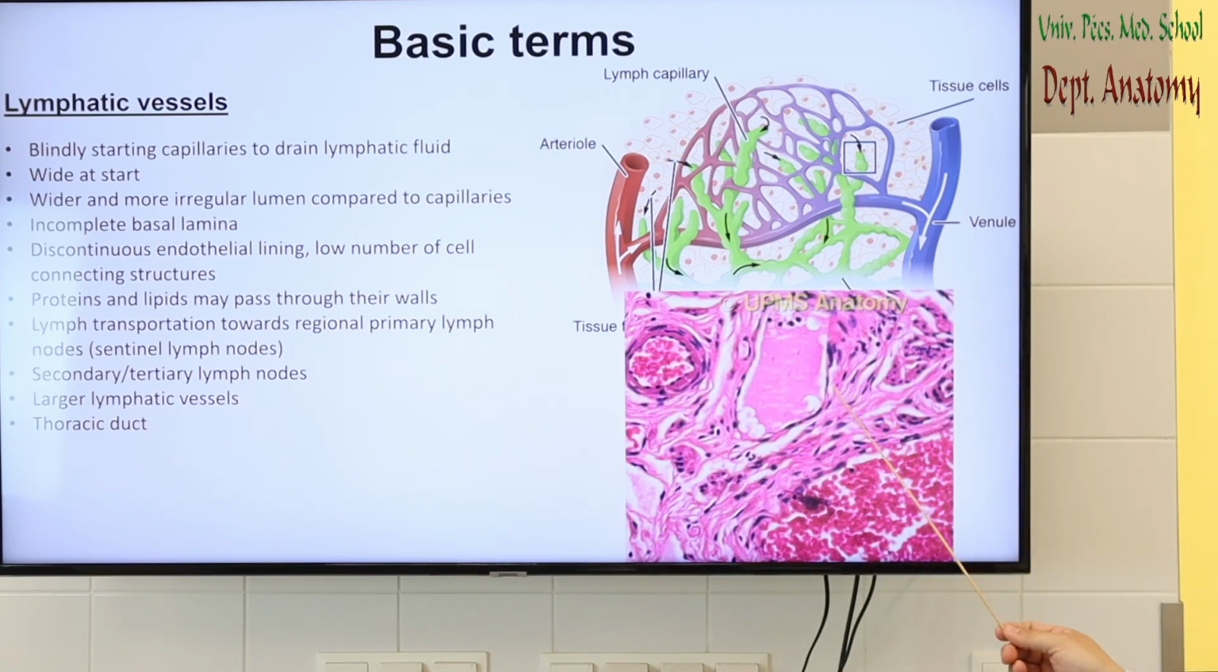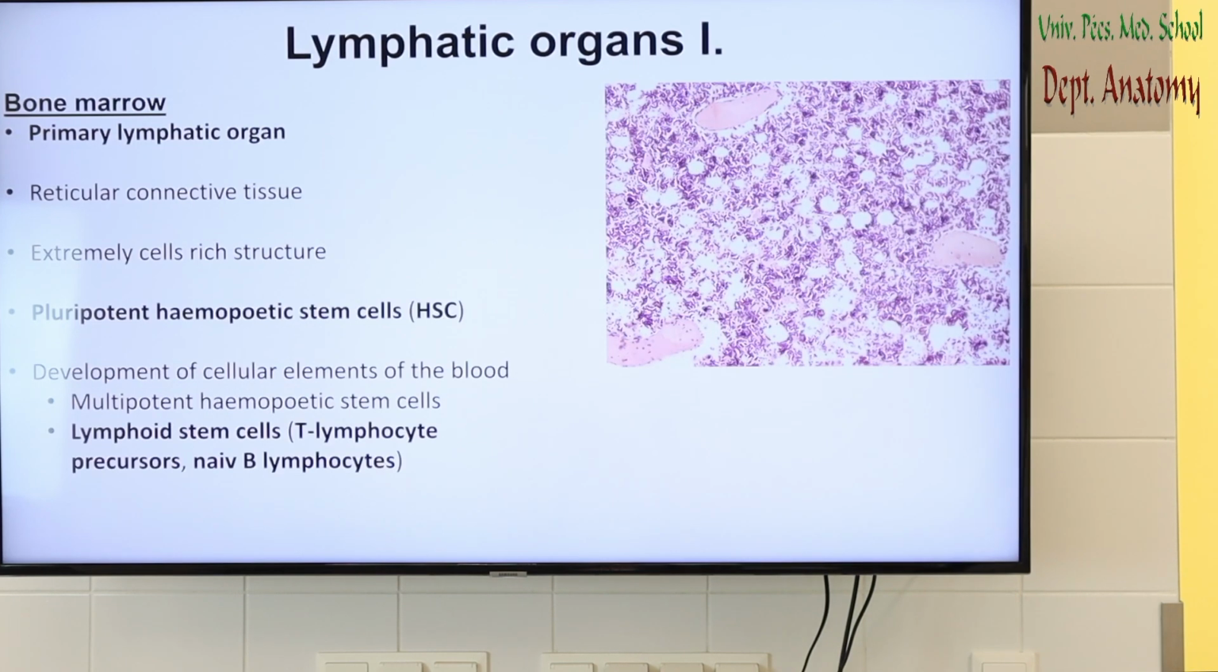Here you can see the histological representation of a lymph vessel. You can note that the wall resembles a capillary. However, you can compare it to other vessels. You can see that the diameter is significantly larger than seen in capillaries.